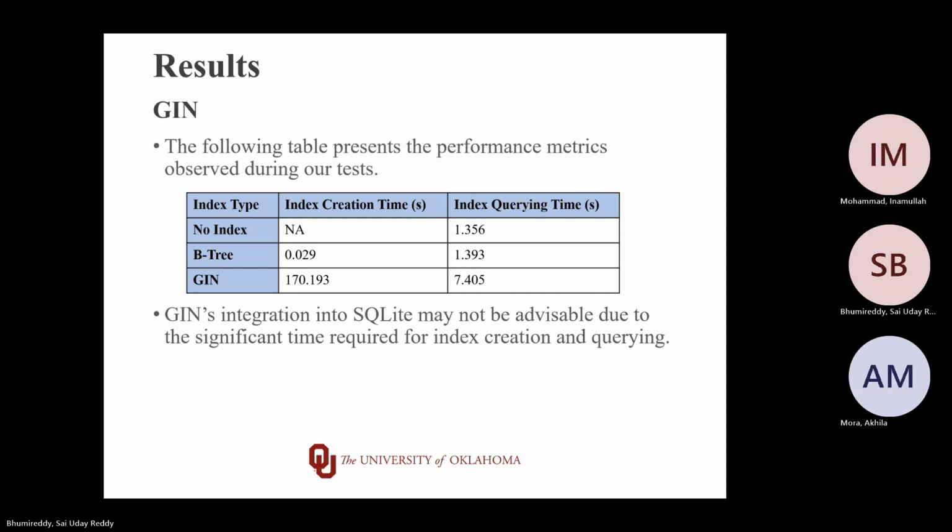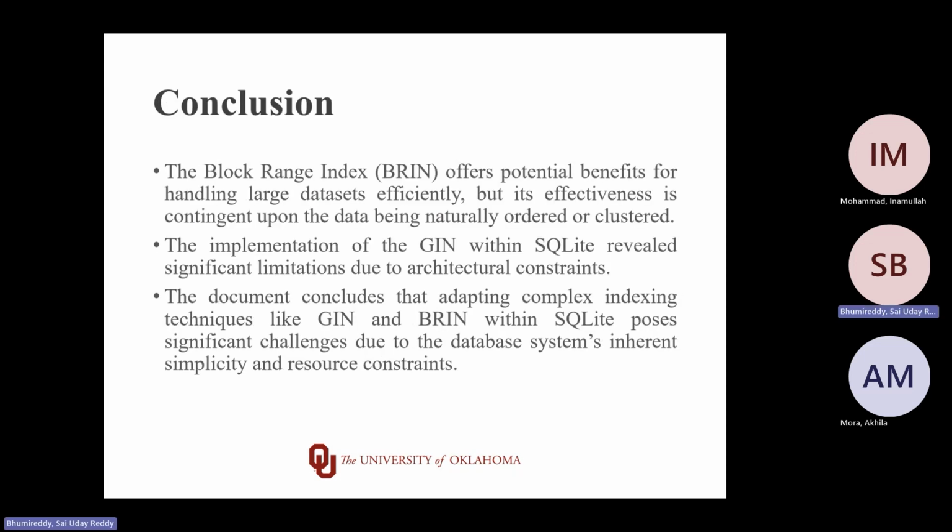So by this, we can conclude block range index offers good efficiency with querying performance with larger data sets, which are naturally ordered. And on the other hand, GIN is taking long for both creation and querying time. So we can say by using BRIN in SQLite, we can make the query time good and efficient. By using GIN, GIN is not fit for SQLite.